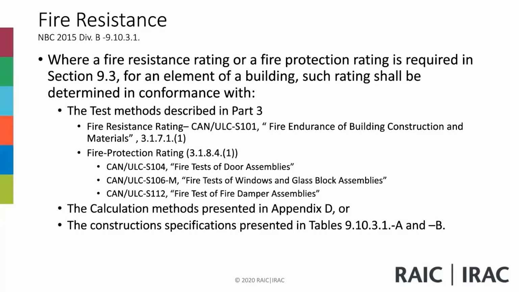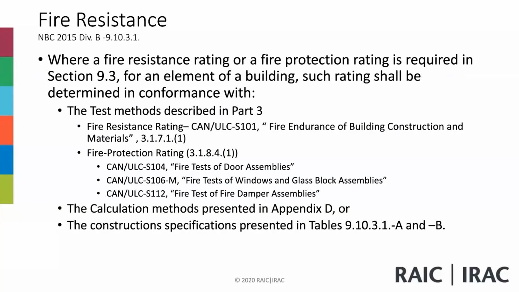So for Part 9, we can always use Appendix D, or the construction specifications presented in Tables 9.10.3.1A and B, A being the one for walls and B being for floor assemblies. Taking a look at the test methods described in Part 3, where do we find the requirement for fire resistance in Part 3? Let's take a look at 9.10.3.1 quickly.